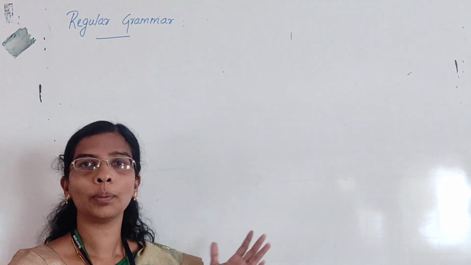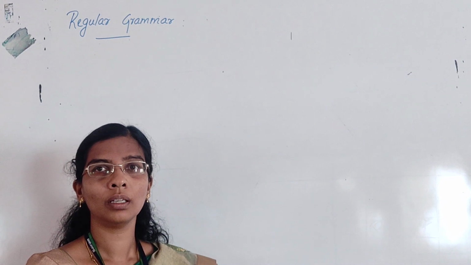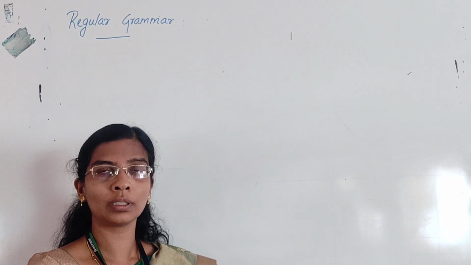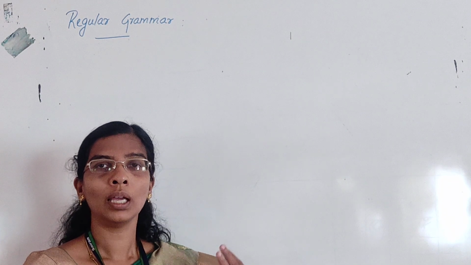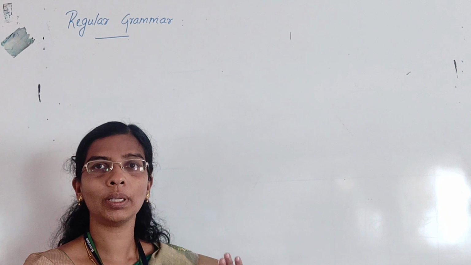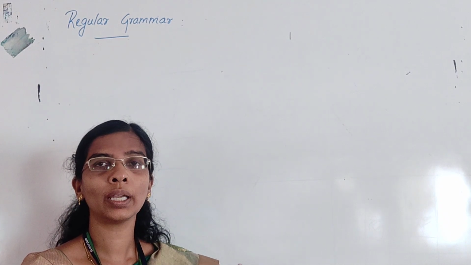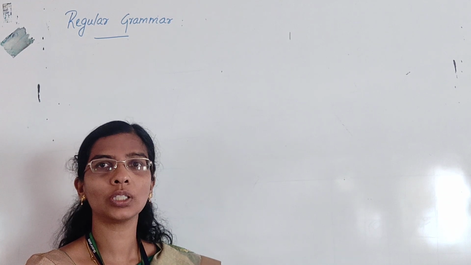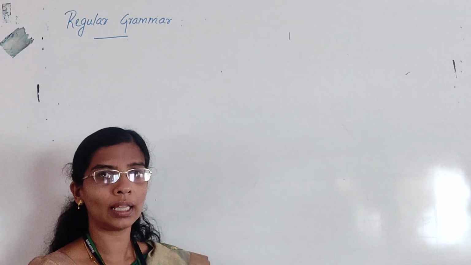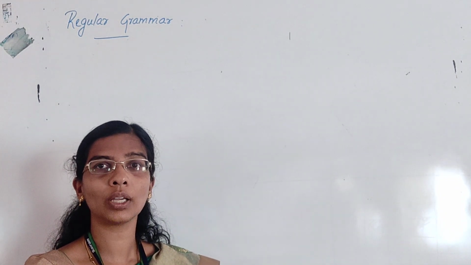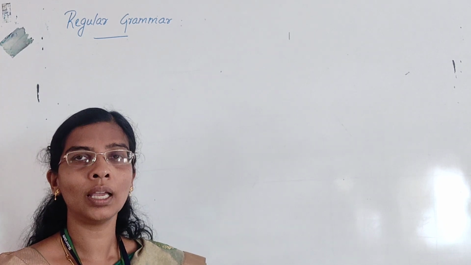So in the previous classes we have seen what finite automata are, what their types are, and the language accepted by finite automata. Regular language is the language accepted by finite automata. And how do I describe this regular language? Using regular expressions. In today's class, we will be seeing what regular grammar is.